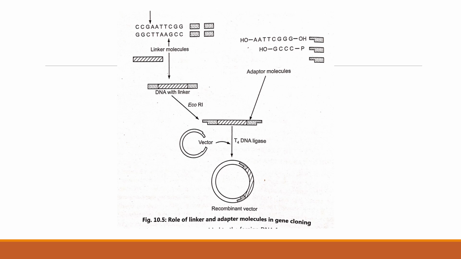These blunt-ended small strands will be fitted on the two strands of the target DNA. Then, since the vector DNA is cut with EcoR1, these blunt ends will be cut with EcoR1, thereby the target DNA can get inside the vector DNA. In adapter molecules, one side will be blunt and the other side will be staggered. So these staggered ends can be fitted inside the staggered ends of the vector. So that's all about linkers.